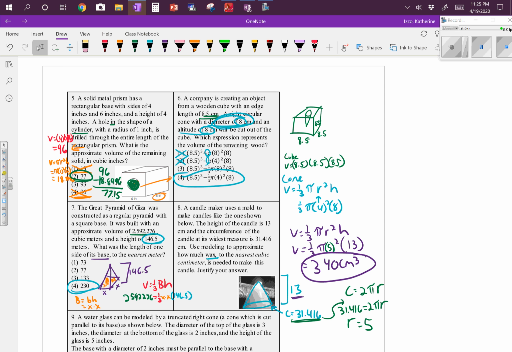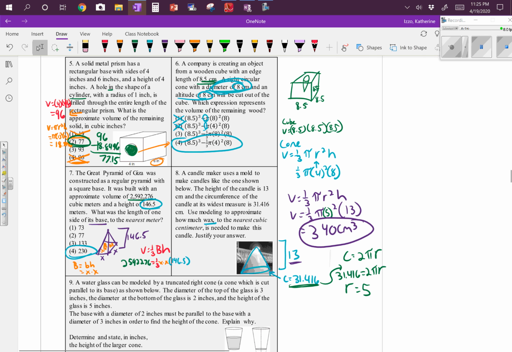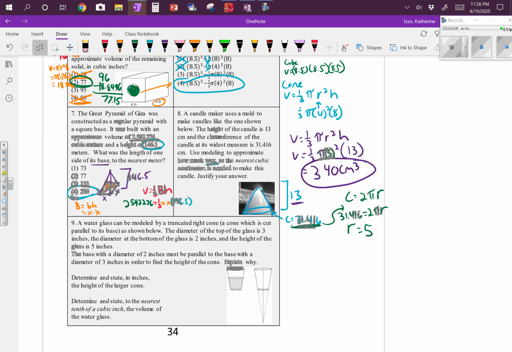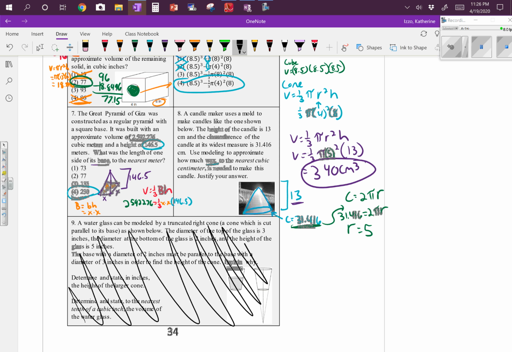So we have done all of these. Number 9 is very important if we had a Regents exam. Since we do not have a Regents exam, I am going to cross out number 9. Number 9 is extremely, extremely important because it talks about similar triangles and it goes on with that, but I'm not going to force you to do number 9. Number 9, not necessary.